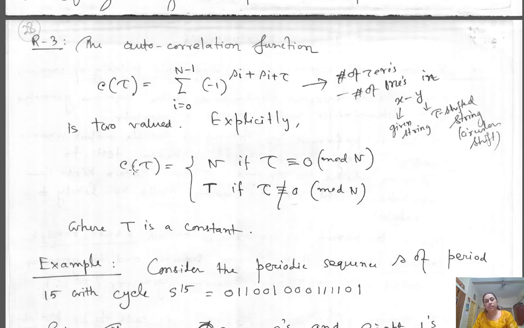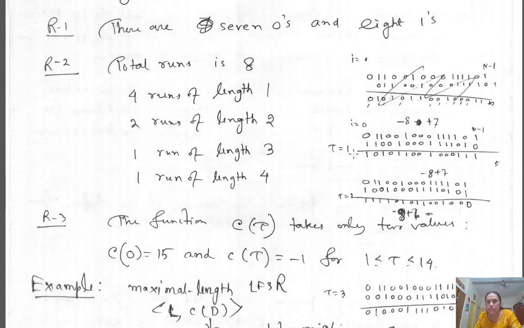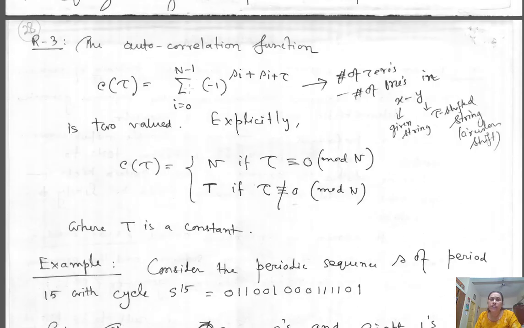Okay, so if tau is a multiple of n, then the value is n. If it is not a multiple of n, then its value is fixed. For all tau which is not a multiple of n, its value is always fixed. So this type of thing should be there. Here, if you calculate for tau equal to 1, this C tau value essentially calculates the difference between the number of zeros and the number of ones in the sum of the given string and the tau shifted string.